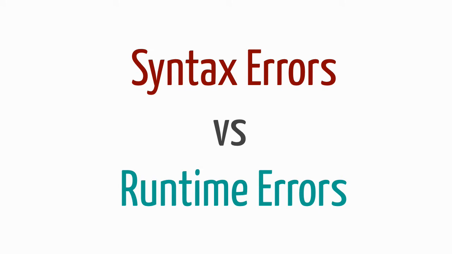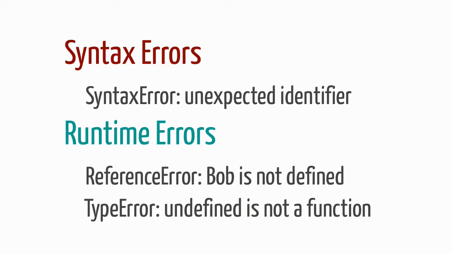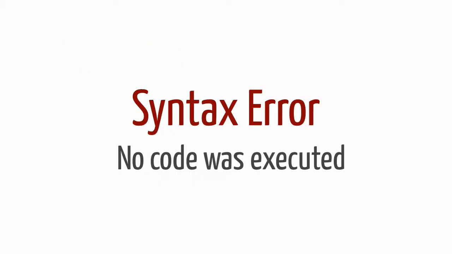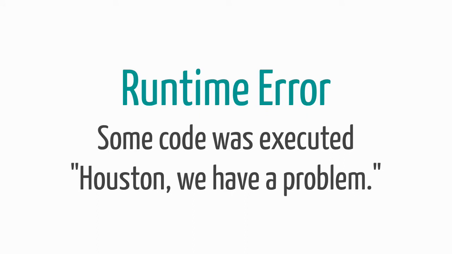Now, I will talk more about syntax errors and their difference to runtime errors. In JavaScript, there are 2 main types of errors, syntax errors and runtime errors. Syntax errors are going to say syntax error right in their name, and everything else is a runtime error. When a syntax error happens, that means the computer didn't even attempt to execute the code because it had problems with it. A runtime error means that the machine had executed some of the code, but hit a snag along the way and had to stop prematurely.